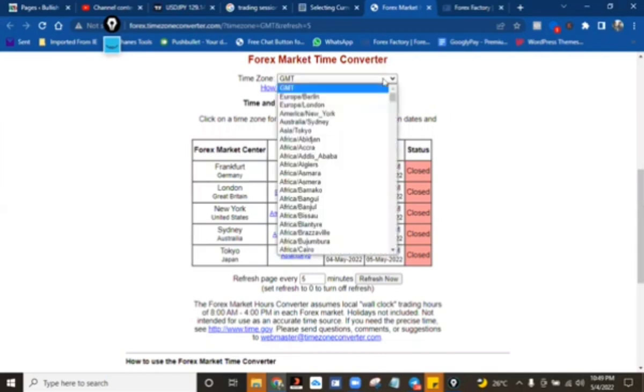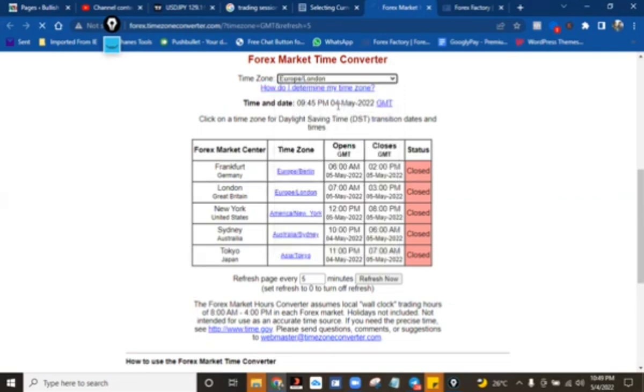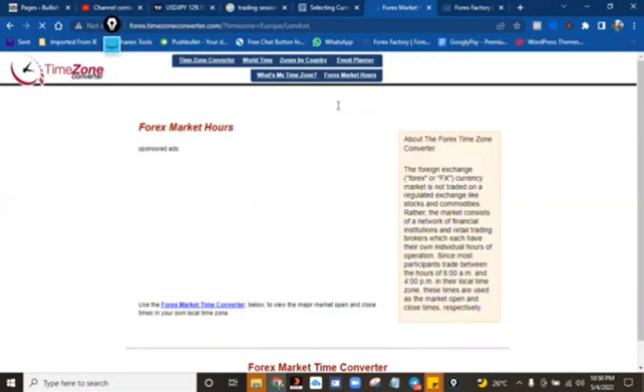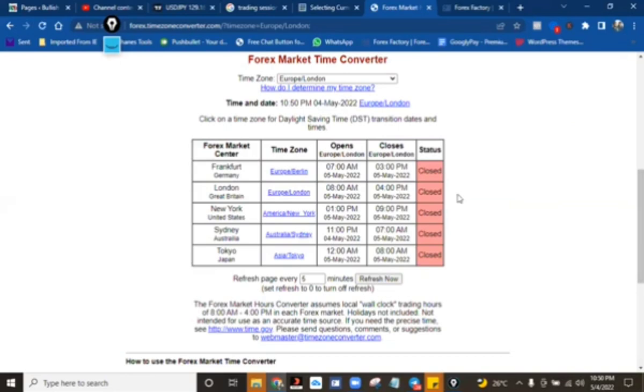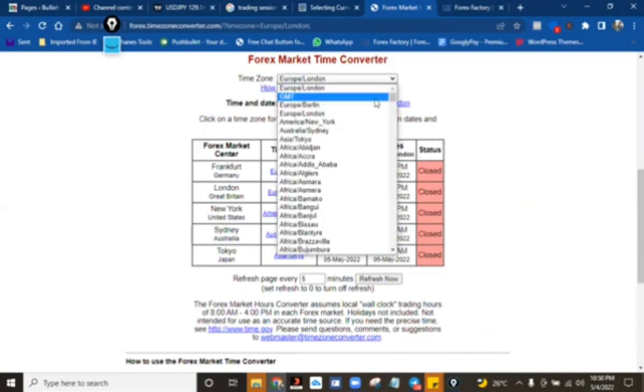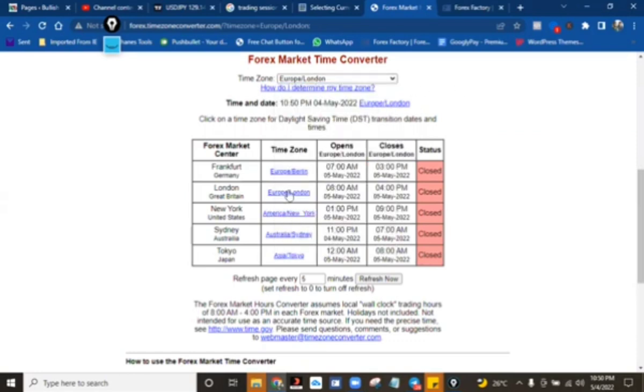Actually, I have set this to Europe slash London. Okay, let me set it according to Nigerian timing. Okay, no wonder it was confusing me a bit, because I knew this wasn't my time. All right, so I had set it to Europe, London, because Nigerians share time with London when it comes to time zone. Okay, so this is actually the correct time for Nigeria.